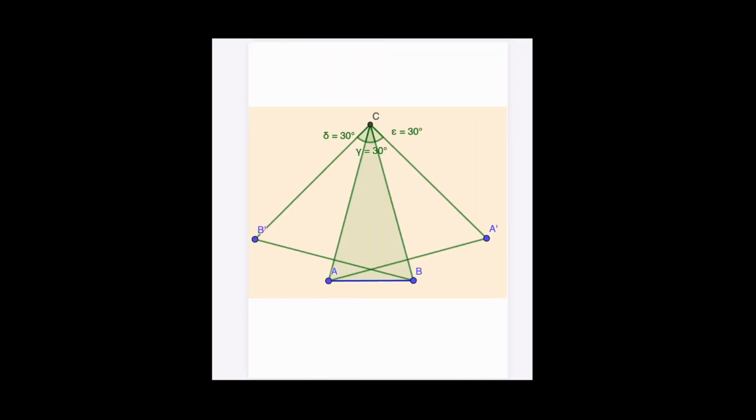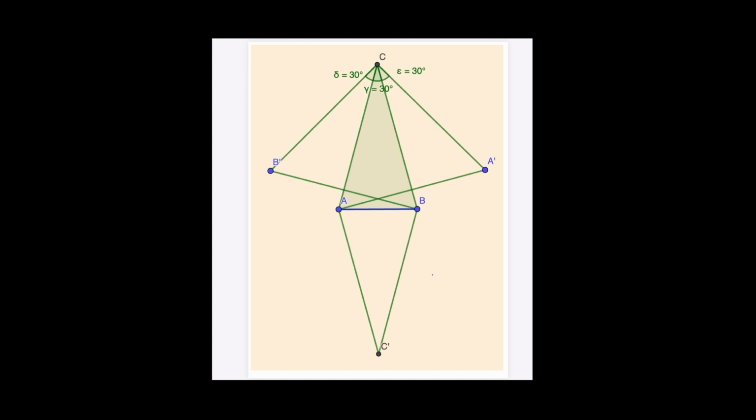Now that we have made all these observations, what more do we have to do? We have to reflect C about AB, right? We have not thought about that yet. Again, when we reflect, we'll get more green segments, because when you reflect C to C dash, these two lengths will become equal under reflection. So let's see that. Yes, you get more green segments.